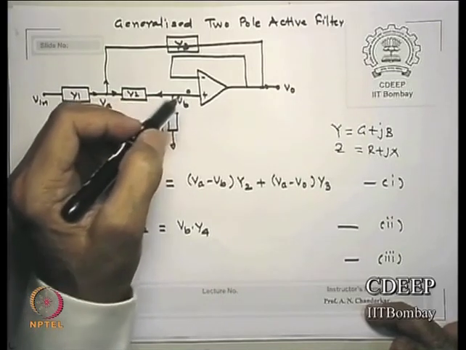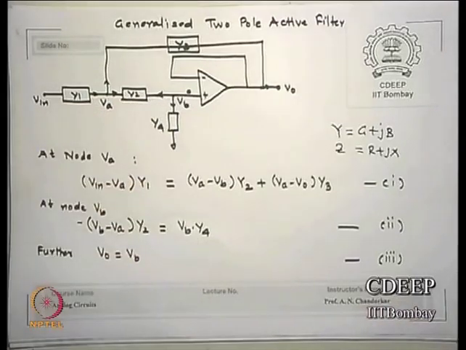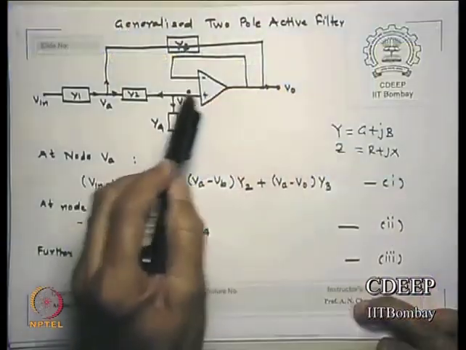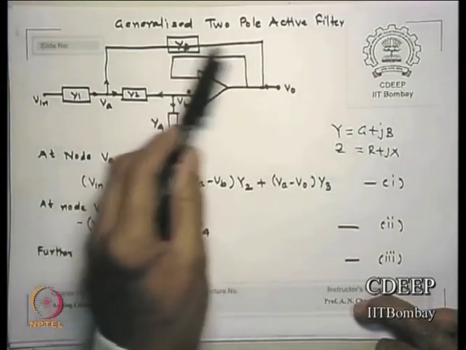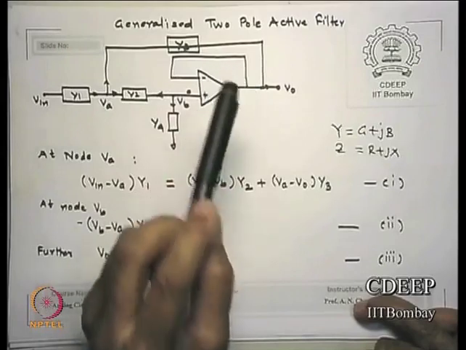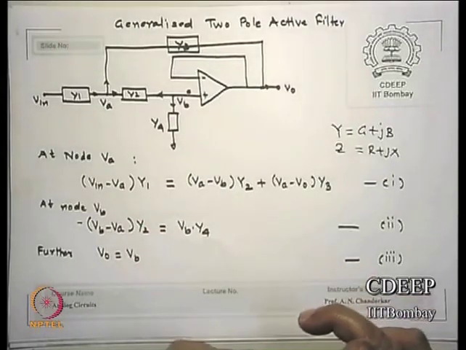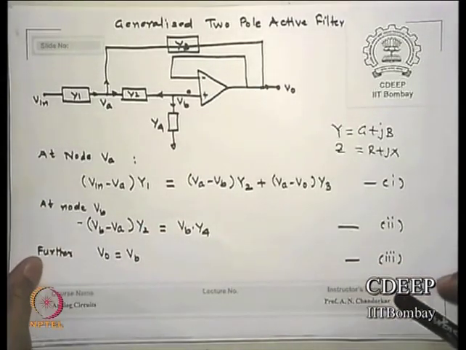What is the active part I have used? Op-amp properties have been used in actually writing the networks, is that correct? These equations I could not have written if I had not used op-amp properties. What properties did I use? No current enters, same potentials, both properties I used. And I used that this is a follower. So I use these three properties of the op-amp and then could write such equations.